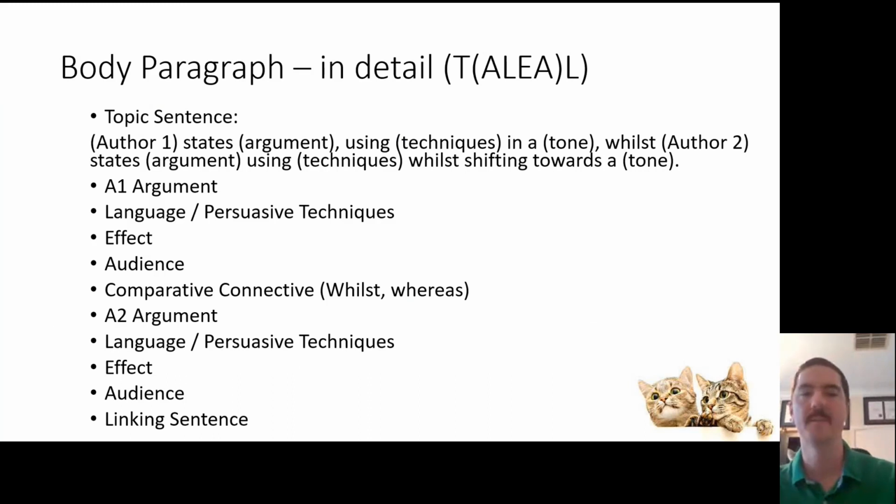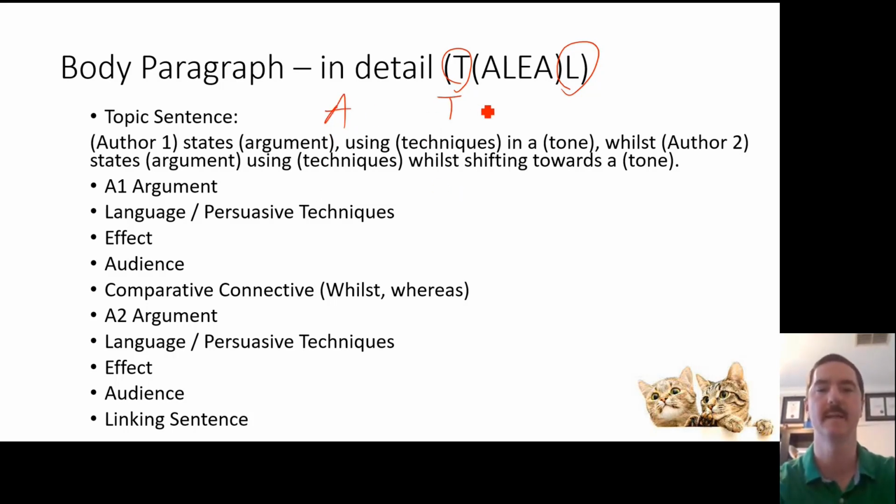Now, if you are doing a side-by-side, it gets a bit complicated and it looks a bit ugly, but obviously you want your topic sentence, you want your linking sentence, like with any essay that we've ever done. And again, for the topic sentence, you want to have argument, technique, and tone for each one. Compare if you're doing it as a side-by-side, and then again, argument, technique, tone.